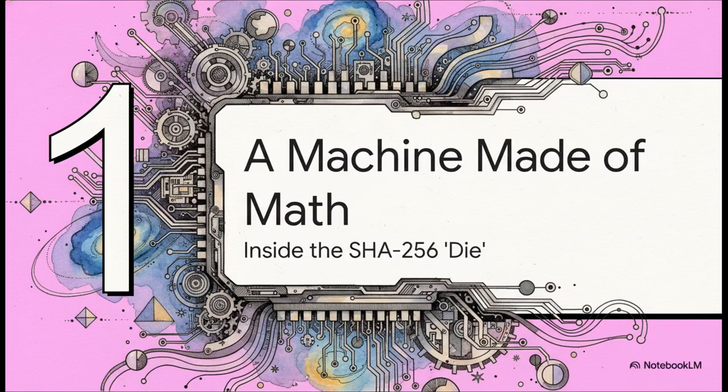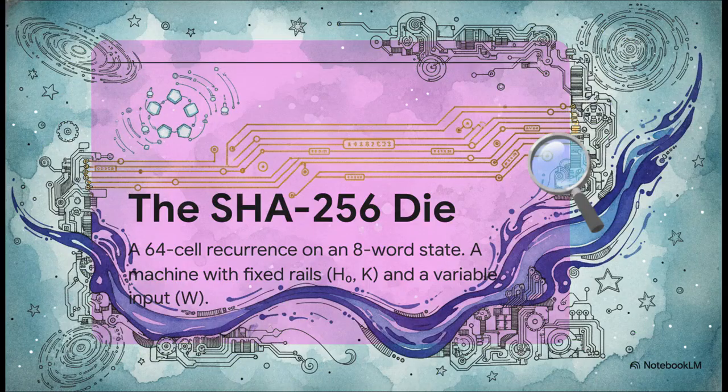All right, first up, our machine made of math. Now, to really get this, we have to stop thinking about SHA-256 as just some abstract piece of code. I want you to picture it as a physical thing, a tiny, deterministic engine etched onto a slice of silicon, what we call a die. So at its very heart, this little SHA-256 engine runs a 64-step process on a really small set of data.